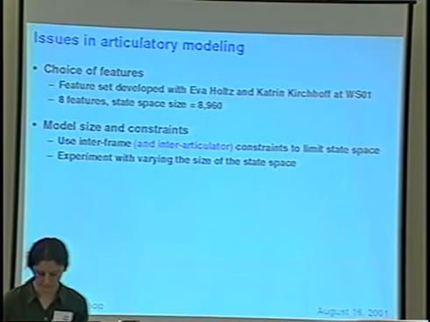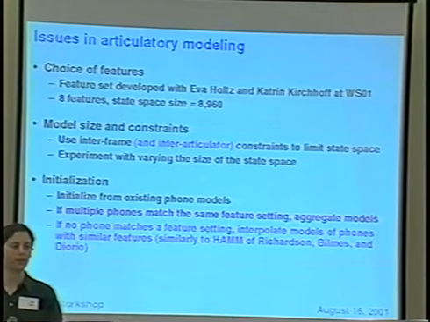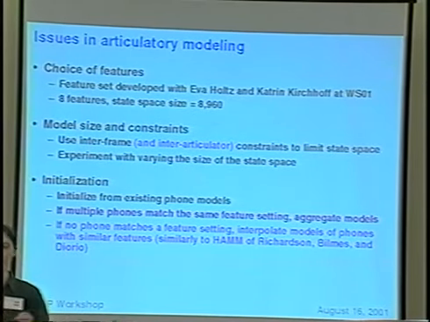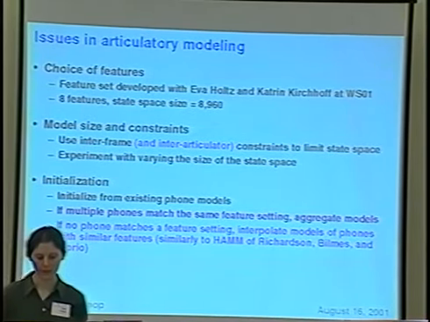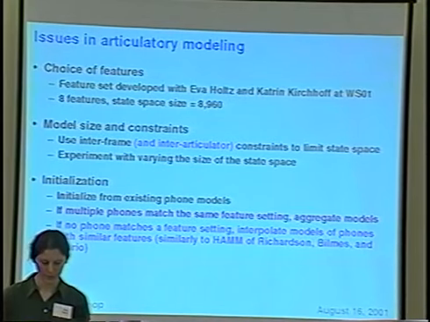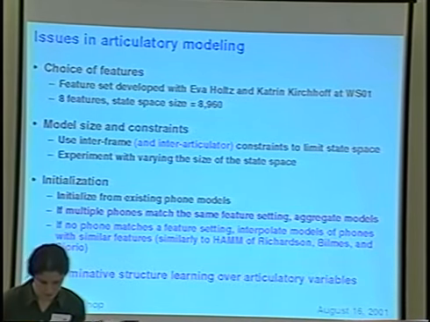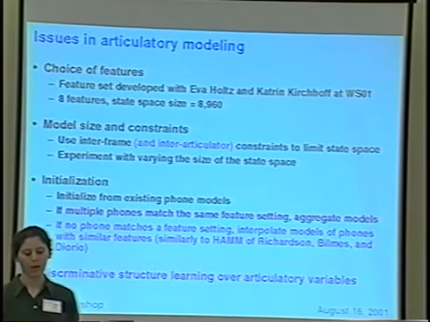And if no phone at all matches a particular feature setting, we'd like to interpolate from phone models that are close to that feature setting. And that I haven't started to do, but I would like to. And finally, I would like to try some discriminative structure learning over the hidden articulator variables.